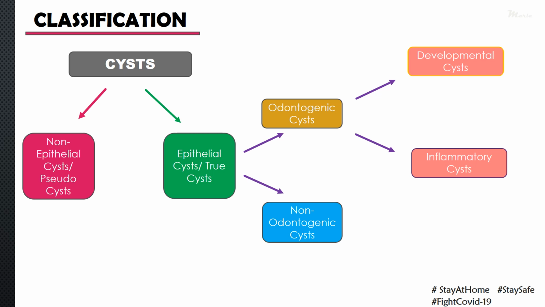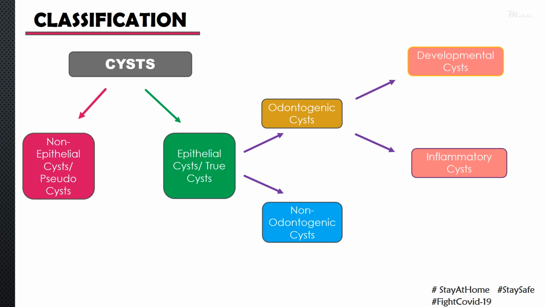So now we have developed a certain level of understanding in relation to the various cysts of the oral cavity. These cysts are classified into different types to develop a better understanding. Broadly, the cysts can be categorized as non-epithelial cysts, also known as pseudocysts, which we have just discussed, or epithelial cysts, also known as true cysts.